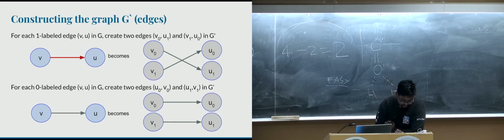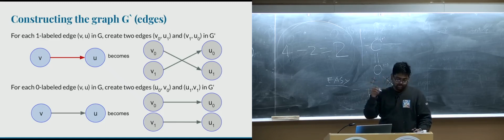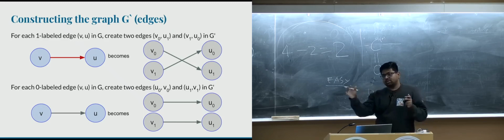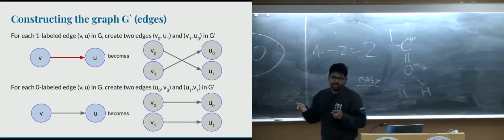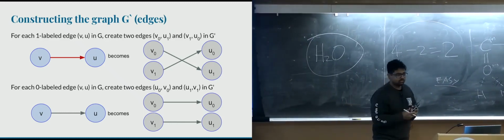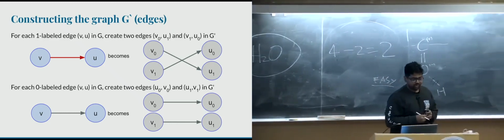If you have an edge from V to U that is labeled as 1, you will make connections like this: you will connect V0 to U1 and V1 to U0. And if it is a 0 labeled edge, then you will simply go from V0 to U0 and V1 to U1, right? The interesting property here is that for your total sum to be even, you need to have an even number of 1 labeled edges, right? And if it's odd, then it's an odd length walk, right?